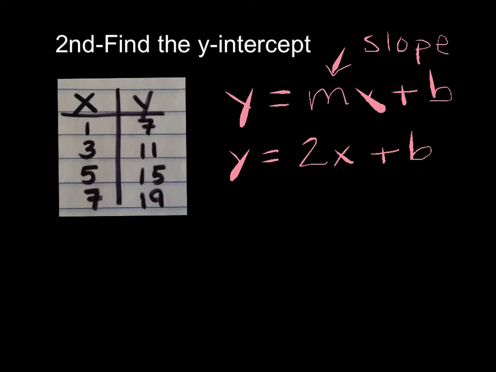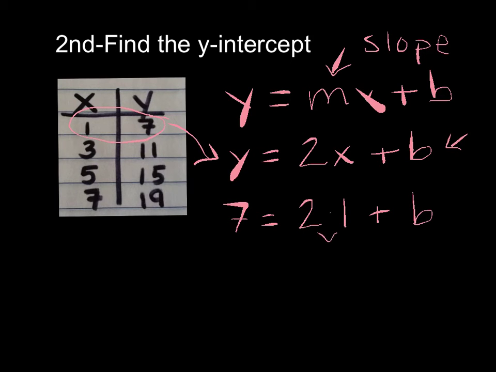Okay, now to find the y-intercept, which is this guy here, the b, I go into the boxes and I choose one of the ordered pairs to be my x and my y. I'm going to choose the 1 and 7 because they sound the easiest to work with. So for the y, I put in the 7. So 7 equals 2 times 1 plus b.